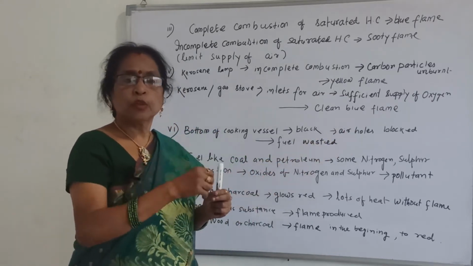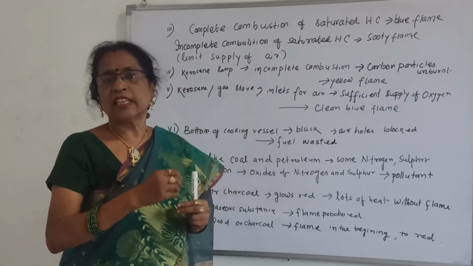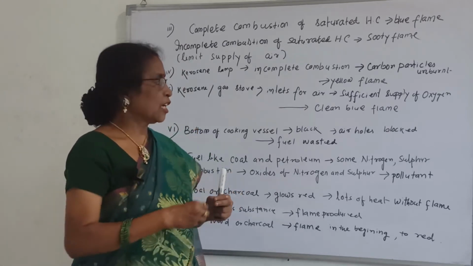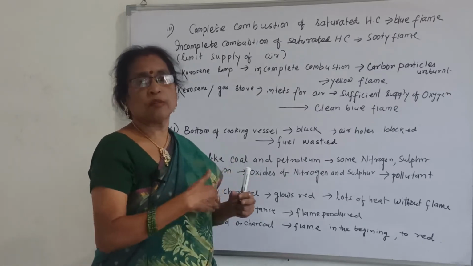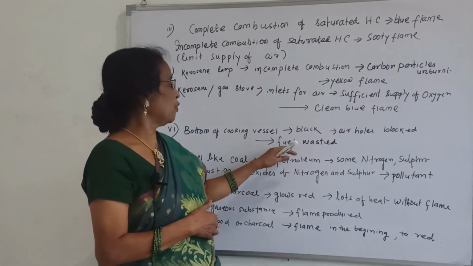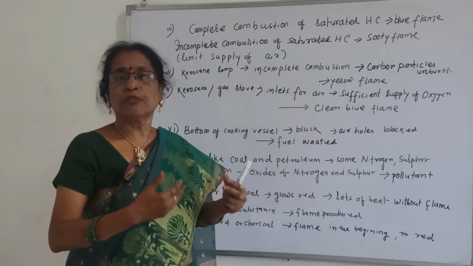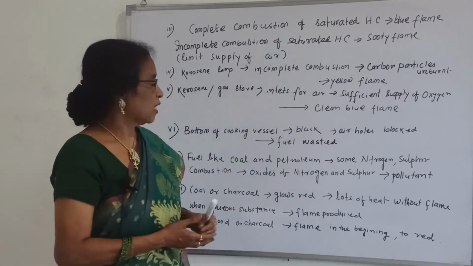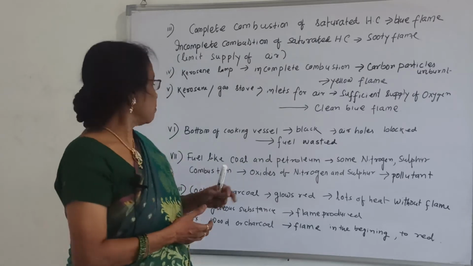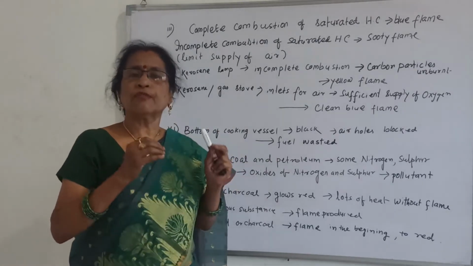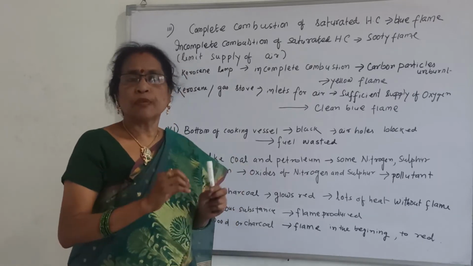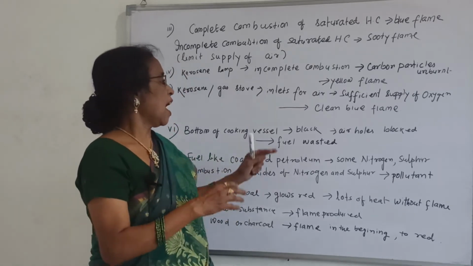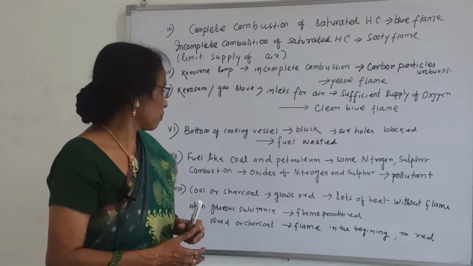That is why one should clean at regular intervals of time, otherwise the holes become blocked. And fuel is wasted, which is so costly. That means the bottom of the cooking vessel should never be black. Black means your fuel is wasted and the air holes are blocked.